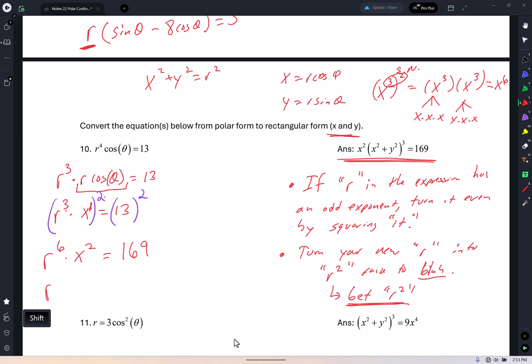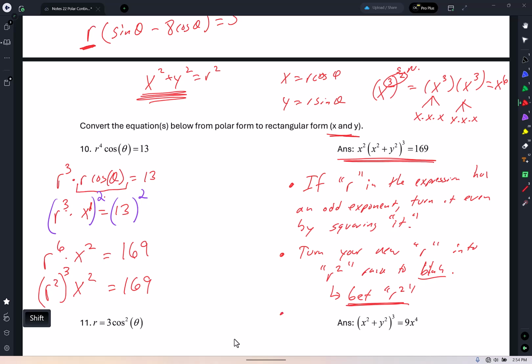So I'm going to write r squared, but it's still r to the 6, guys. So I'm going to put this in parentheses. And what power do I need here because it's still r to the 6? 3. Times x squared equals 169. So there it is. I got my r squared. Does that kind of make sense? Okay. Last thing. What is r squared?